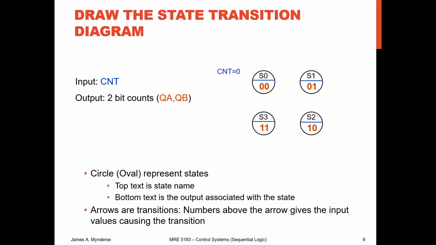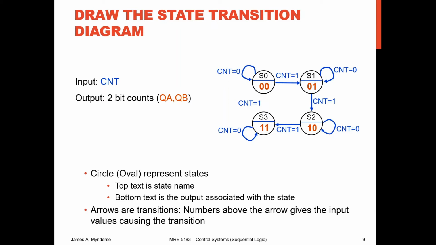So if count is 0, we know that we shouldn't do anything. And so we're going to stay in that state. If count is 1, we should move to the next state. So if we're in the state S0, we should move to state S1. If we're in state S1 and we get count 0, we stay there. We don't do anything. And if count is 1, we move to the next state, and so forth. This is just repeating. Anytime that count is 0, we stay put. Anytime count is 1, we advance.